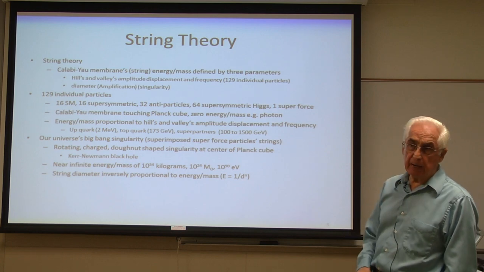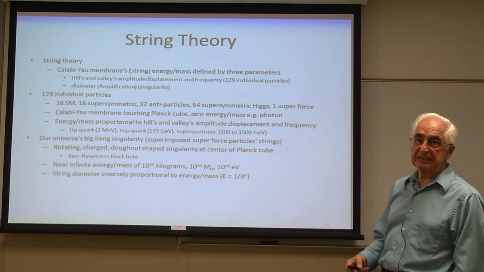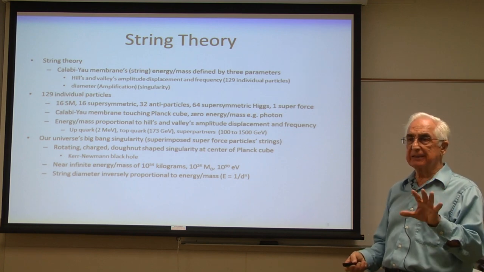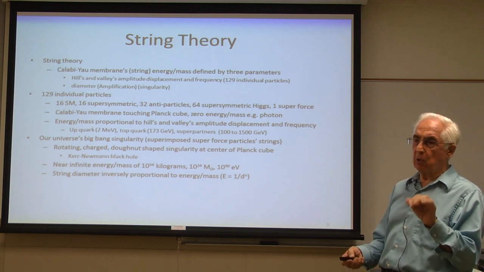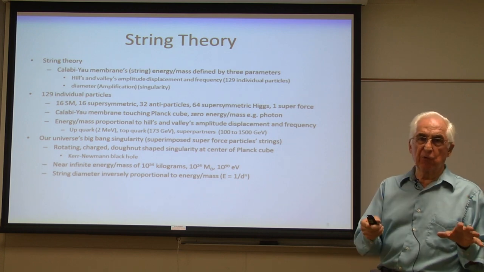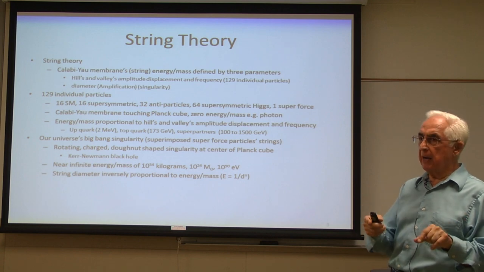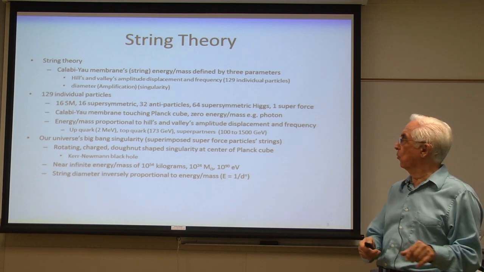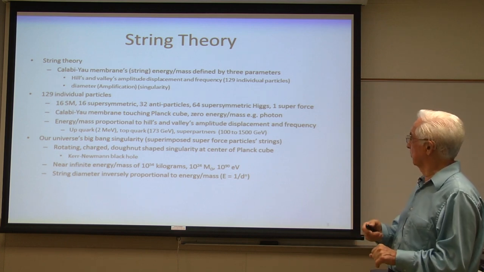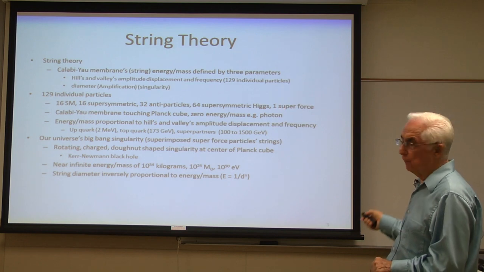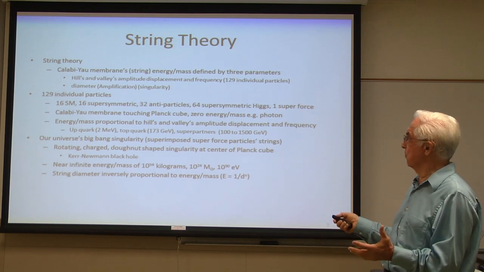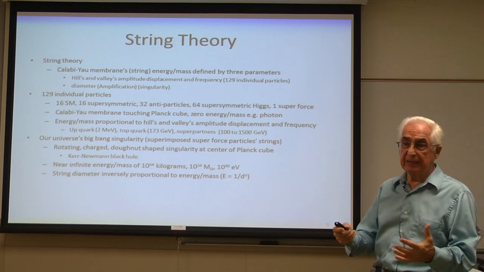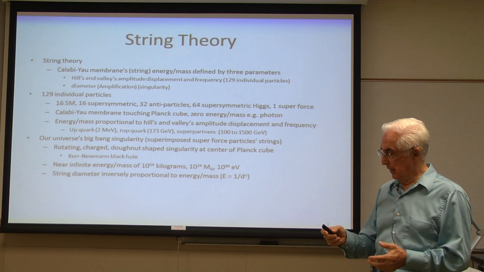There are 129 individual particles. There are 16 standard model particles. Each of those 16 has one of 16 supersymmetric partners. Each of the first 32 has one of 32 antiparticles, and each of the first 64 has one of 64 supersymmetric Higgs particles. There is a superforce, which is the mother particle, to the remaining 128. The 64 supersymmetric Higgs are an amplification to Higgs theory.